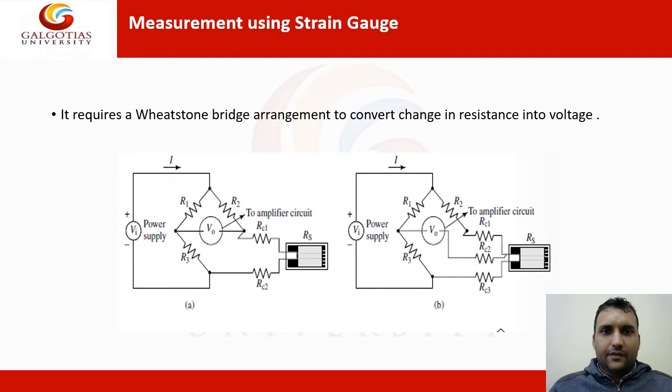So how does this strain gauge measurement system work? It works on the Wheatstone bridge arrangement that converts the change in resistance into voltage. This is the Wheatstone bridge, and this is the amplifier circuit. This is the power supply. There is a resistance connected in series with this amplifying circuit. So when there is a change in the resistance, this strain gauge moves.